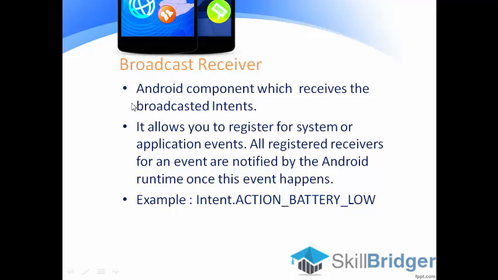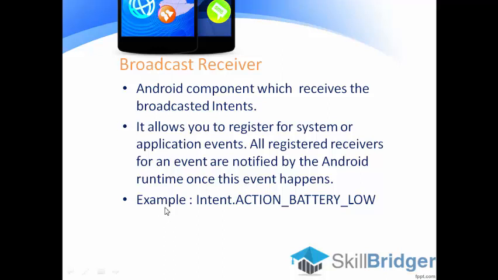So basically how will it work? If you're using the broadcast receiver, it allows you to register for system or application events. As I told, low battery is an event. Whenever that event happens, all the registered receivers for that event are notified by the Android runtime. That means all the applications using a broadcast receiver that is registered for that particular event.